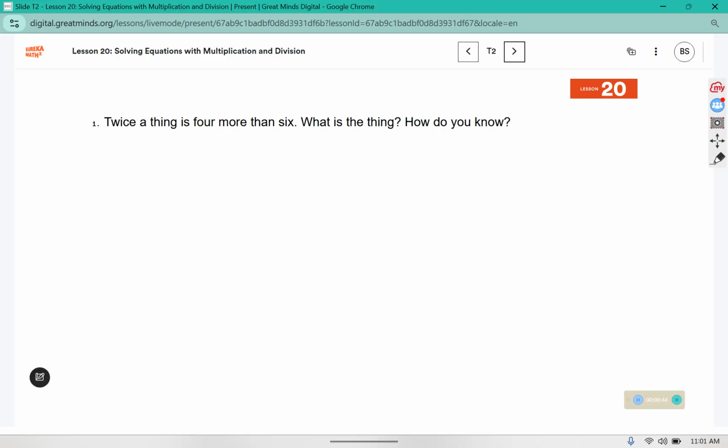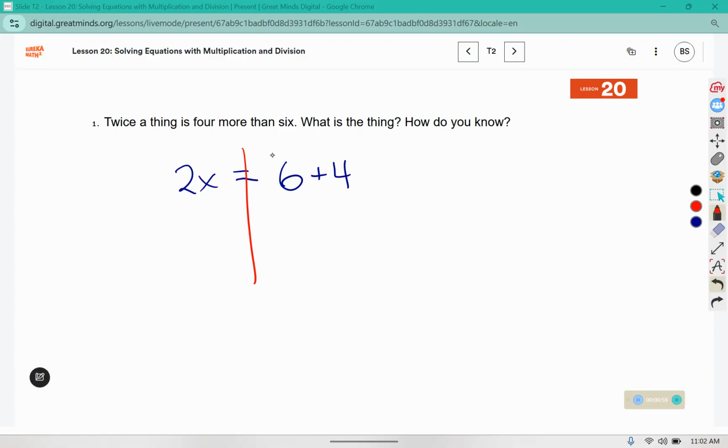Twice a thing is 4 more than 6. What is the thing? How do you know? Well, twice a thing is 4 more than 6. These are both numbers and these are variables, so they're already on the same side. Here, we are going to combine like terms. So 6 plus 4 is 10. And over here I have 2x.